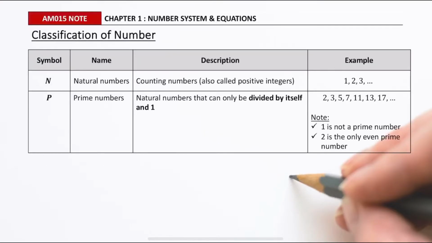When we first learn to count, we use the numbers 1, 2, 3, and so on. These counting numbers form the natural numbers, denoted as N. The set of natural numbers contains the prime numbers, denoted as P. Prime numbers are natural numbers that can only be divided by itself and 1. From the example given, we notice that 1 is not a prime number and 2 is the only even prime number.